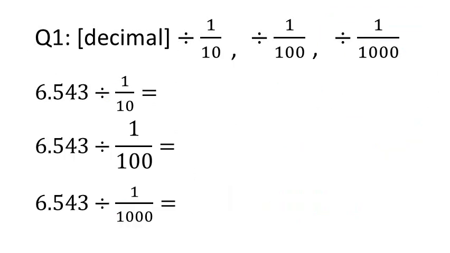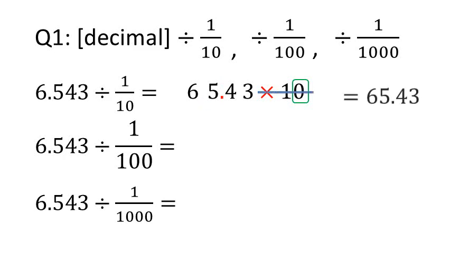Let's try some questions of dividing decimals by 1 over 10, 1 over 100, and 1 over 1000. For example, 6.543 divided by 1 over 10. This means 6.543 times 10. Since 10 has 1 zero, you can move the decimal point 1 place to the right. So the answer is 65.43.